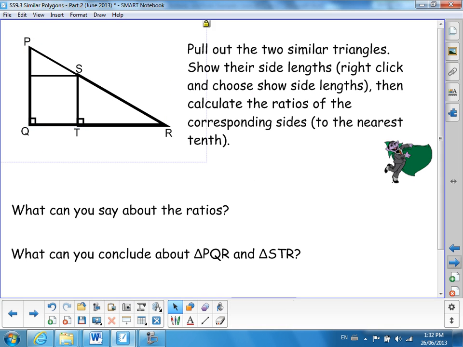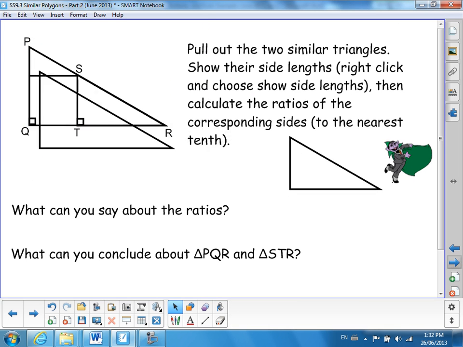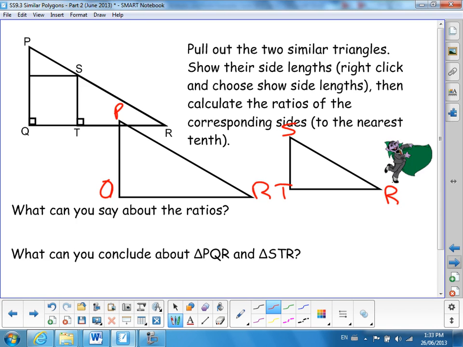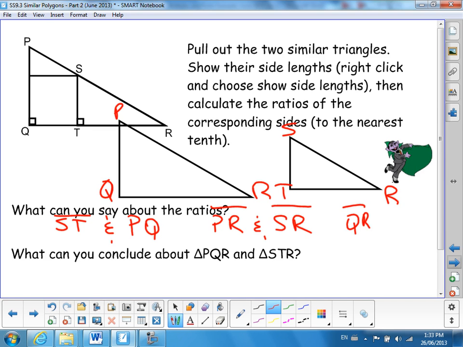So we still have our two triangles. So this is PQR, and this is STR. So the sides, ST, are going to be corresponding to PQ. And PR are going to correspond to SR. So it's exactly what we figured out before with polygons, but this time we're just using a triangle which has three sides instead of 4 or 5 sides. So QR corresponds to TR.